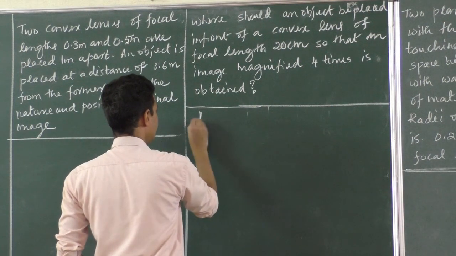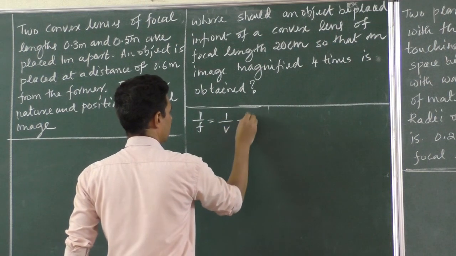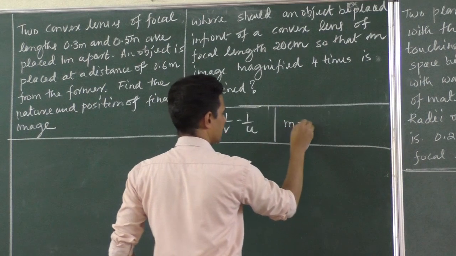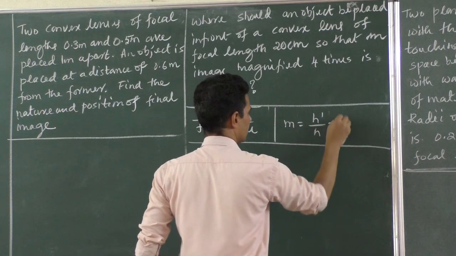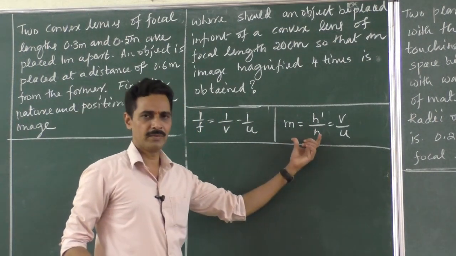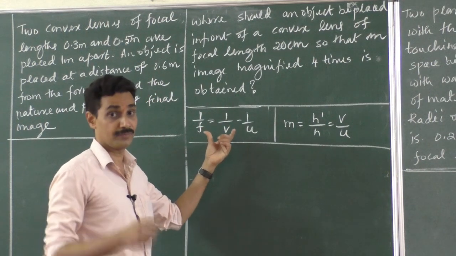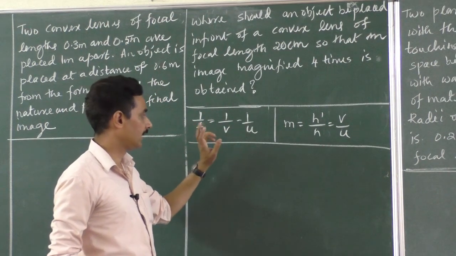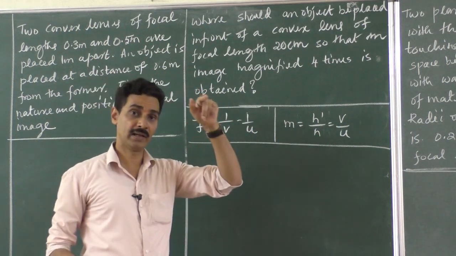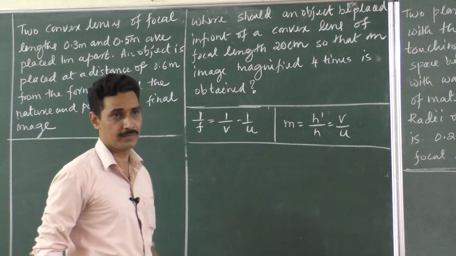Lens formula, not lens maker's formula: 1/f = 1/v - 1/u, and the magnification in the case of a lens is m = h'/h = v/u. We had a negative in the magnification formula in the case of mirrors, and there was no negative in the mirror formula. But here in the lens we have a negative in the lens formula, and no negative in the magnification. One more formula comes along with mirrors, that is f = R/2. That doesn't help you here; it is not applicable for lenses.